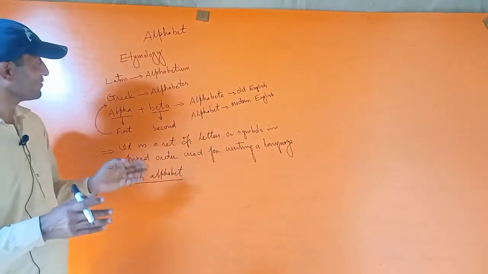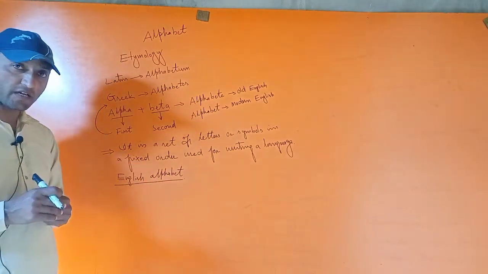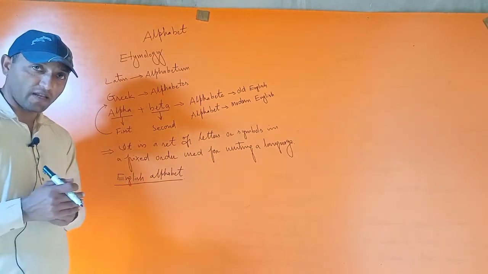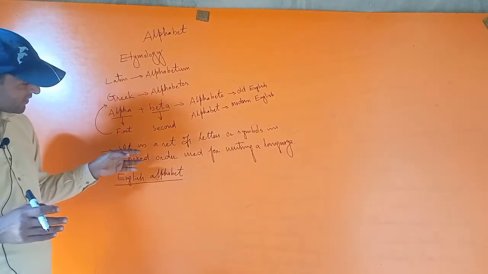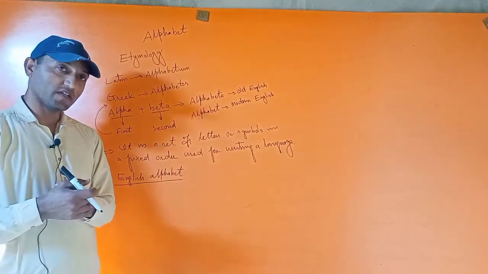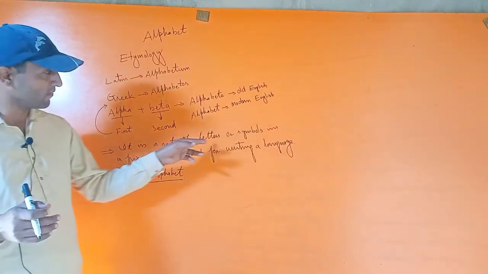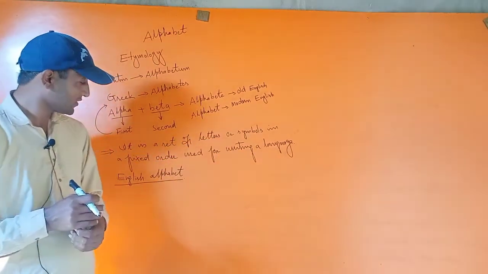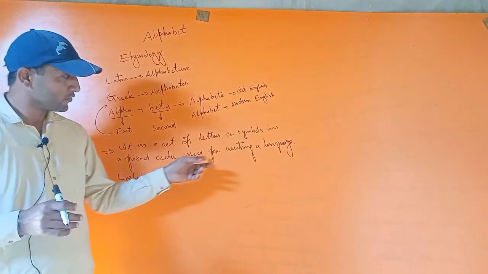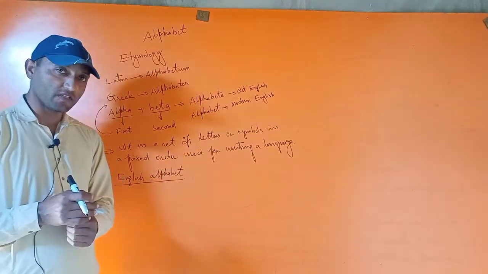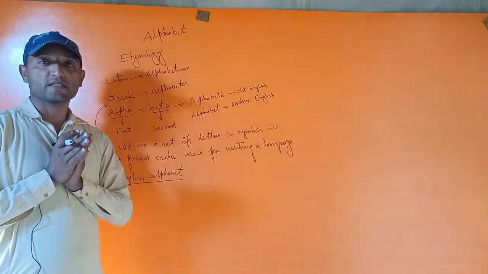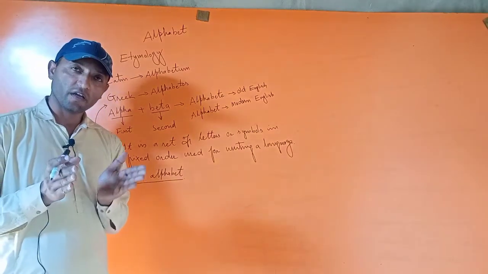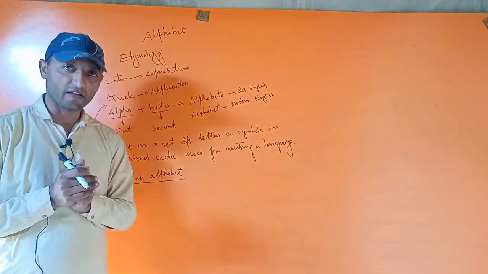Now, what is an alphabet? Because we are studying the English language, in this language it is a set of letters. It means the alphabet is a set of letters or symbols in a fixed order used for writing a language. It is the set of signs and symbols that is used for writing any language.